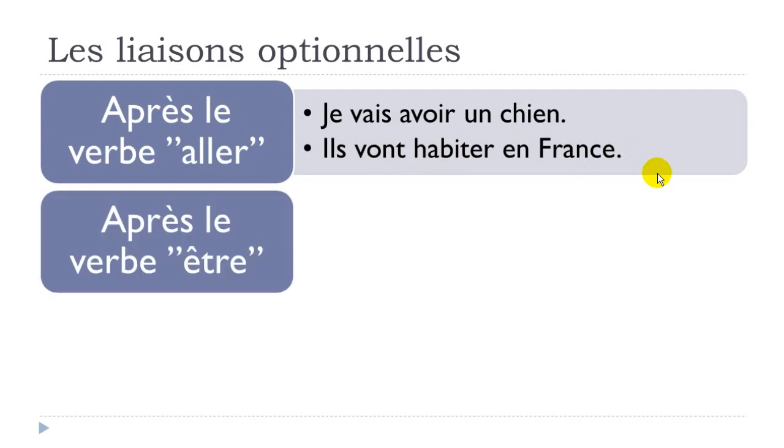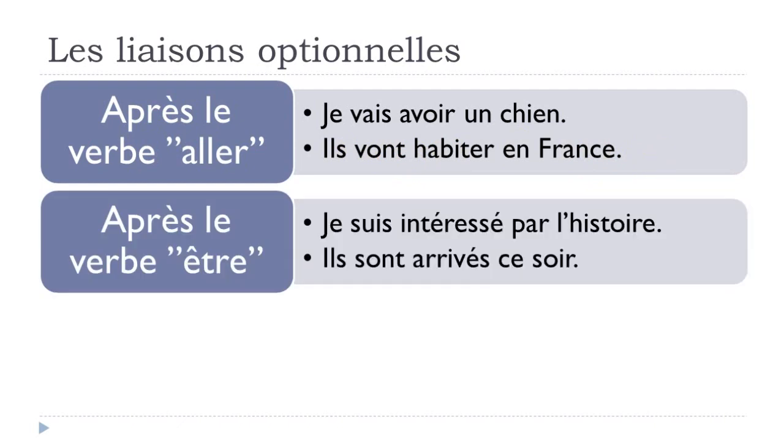All right. Second possibility, après le verbe être, exactly the same thing. It's possible to read this sentence like je suis intéressé par l'histoire, or then you can read it with the liaison, je suis intéressé par l'histoire. Second example here, ils sont arrivés ce soir, or then ils sont arrivés ce soir.